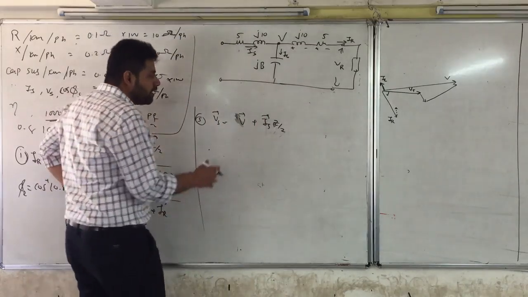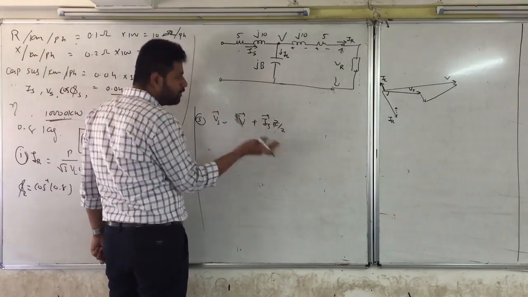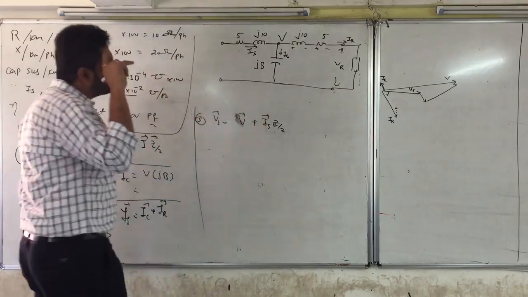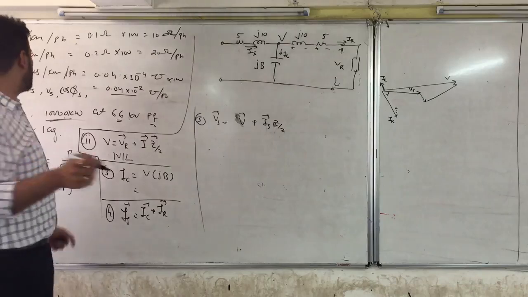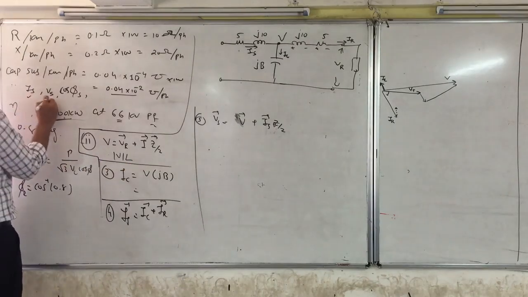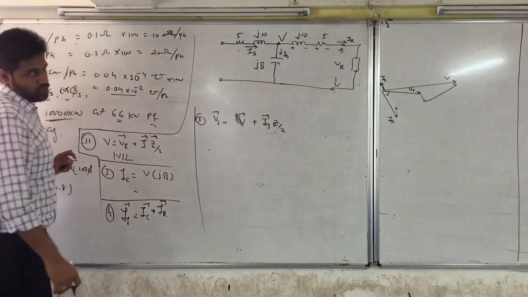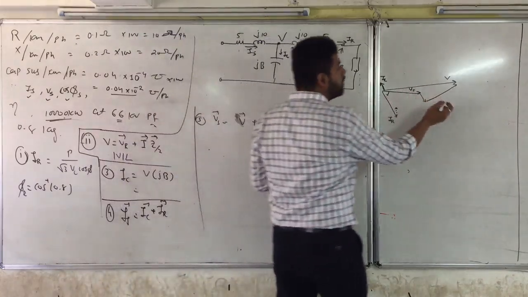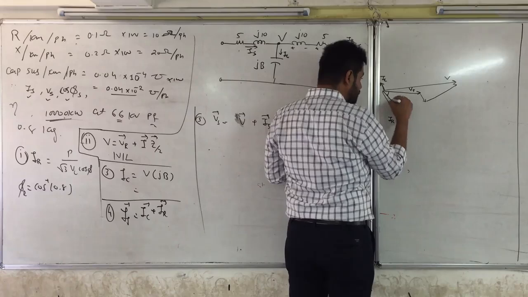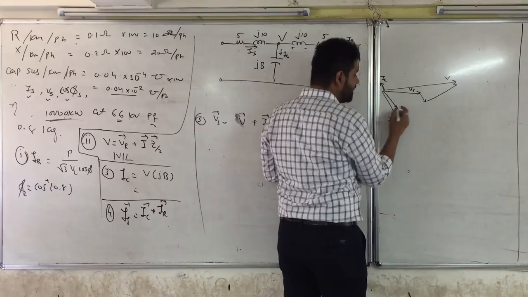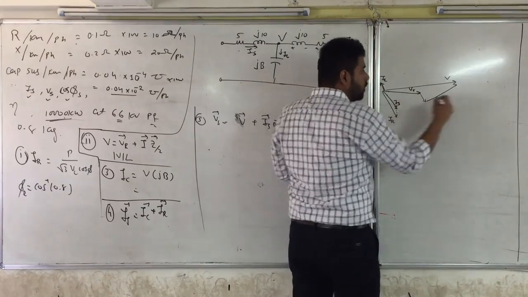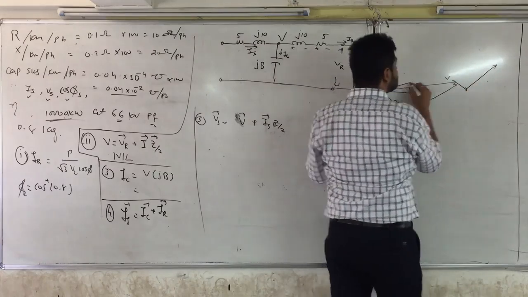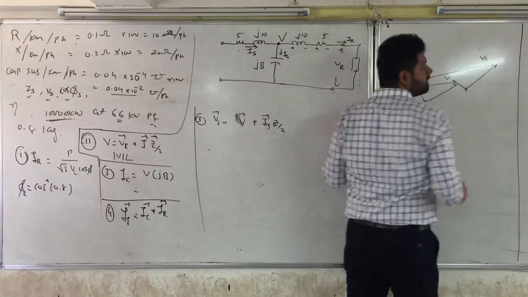So we got this thing. Now the moment you find out VS, what will happen? You will be able to find out the sending end angle and power factor. This becomes my IS, and IS into R and IS into X by 2, so this becomes my VS.